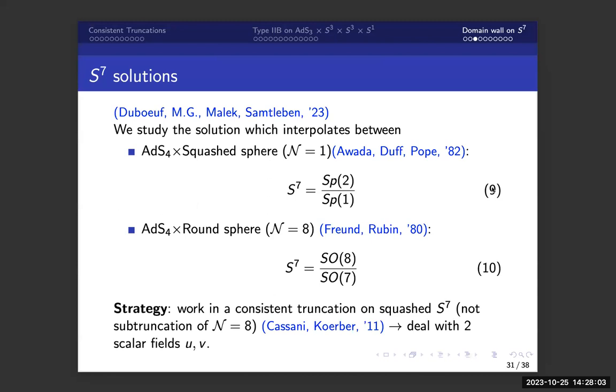And the crucial point about this truncation, where this example is different from the previous one, is that the N=1 truncation is not a subtruncation of the famous N=8 consistent truncation that this vacuum belongs to. It's a different consistent truncation.